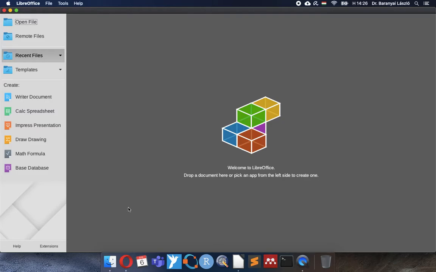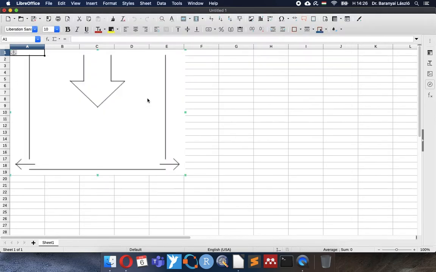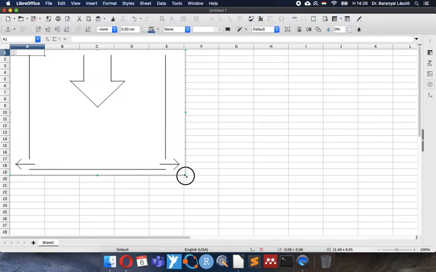Welcome to the LibreOffice tips and tricks. Today I would like to do a simulation of a free cross-flow system. To imagine how it looks, I made a small figure about it to explain.